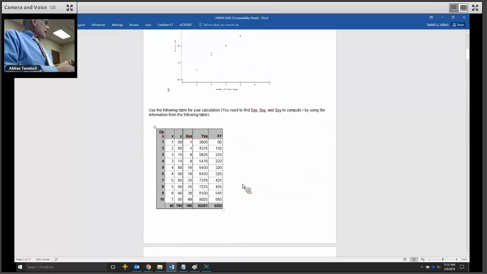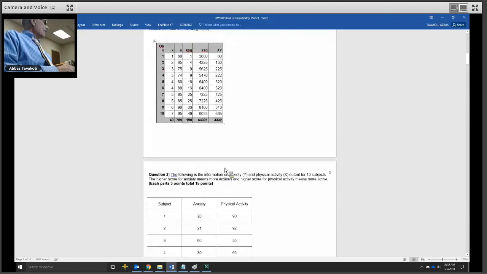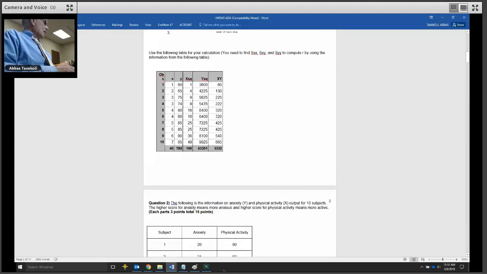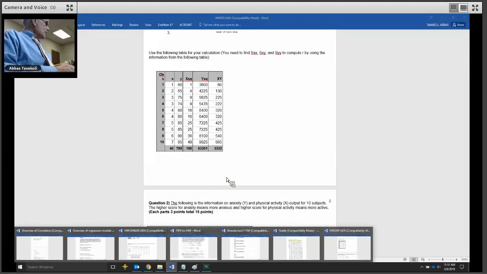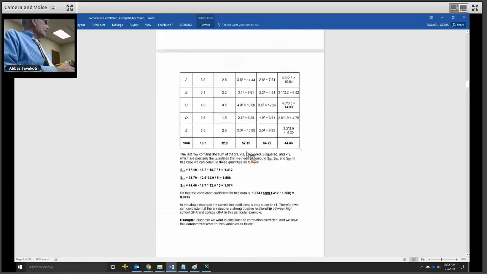In order to calculate the correlation, you need to use this table that I posted for you. The sum of x is 40, that means adding all these columns gives 40. Adding all the y column gives 789. Then you square each row and add up, which is 190, and so forth. The same for y squared. You need that information to calculate it. So, to calculate the correlation, you're using basically this formula.